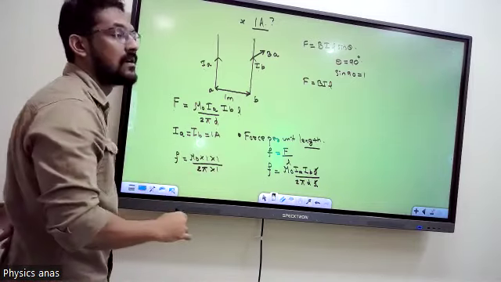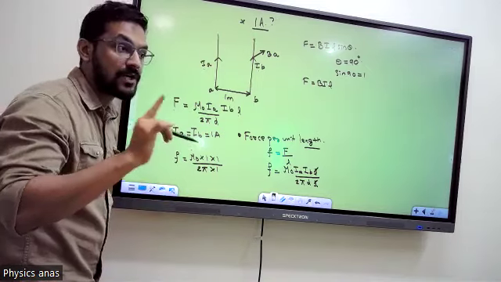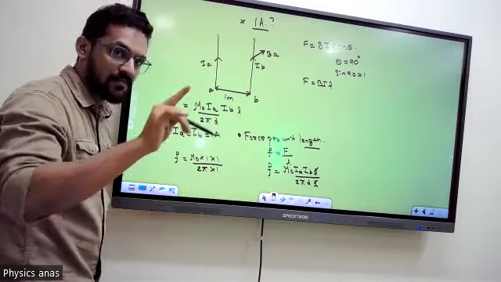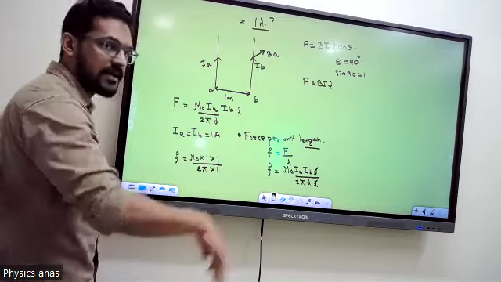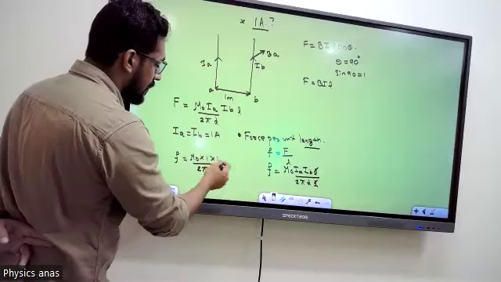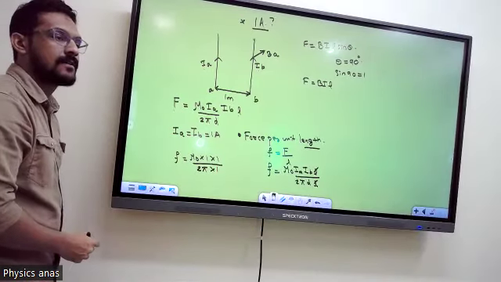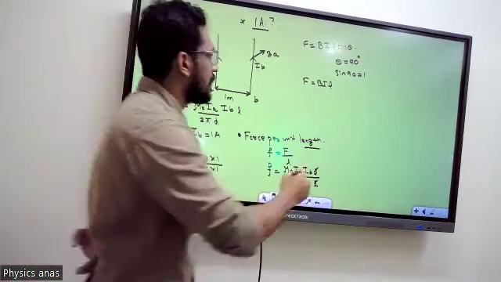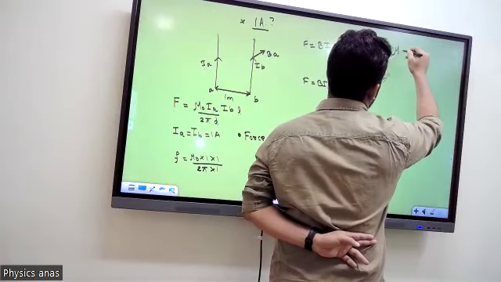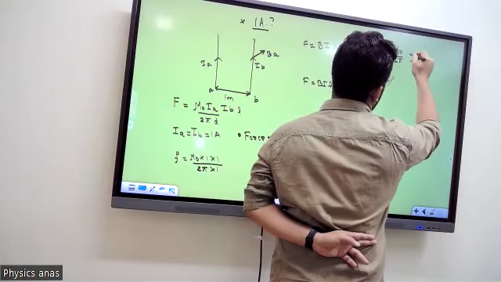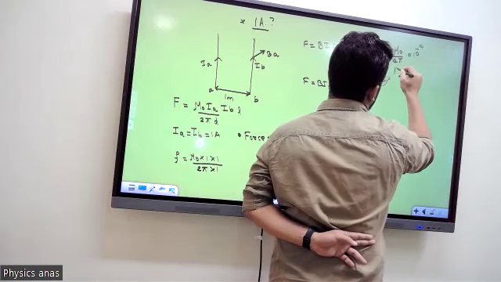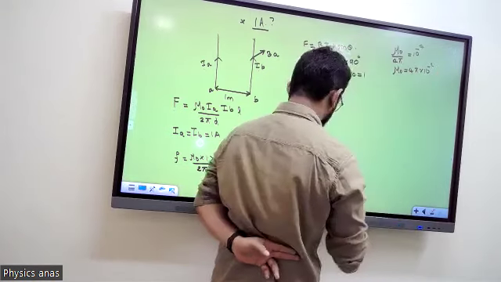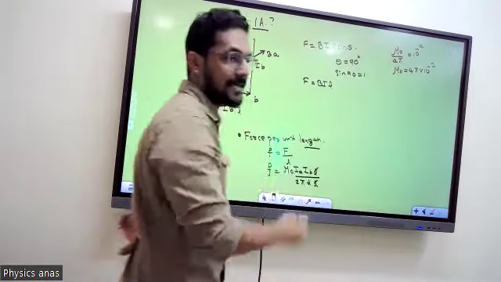Because 1 ampere is what? Current is a fundamental quantity, and 1 ampere is a fundamental unit. So you have to define it. The definition is like this. If you are doing the calculations, what is the value of mu naught? Mu naught by 4 pi is 10 raised to minus 7. Then mu naught will be 4 pi into 10 raised to minus 7. That's the value of mu naught.